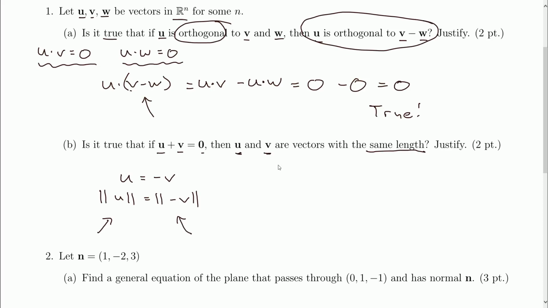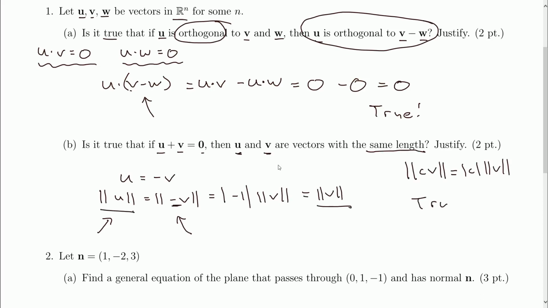But we had a result from class that said if you scalar multiply, then the scalar multiple can come out at the cost of an absolute value sign. Well, what have we got? We've got negative v. That's negative 1 times v. So at the cost of an absolute value sign, you get absolute value of negative 1 times the length of v. There's the length of v. And the absolute value of negative 1 is just 1. So the length of u is equal to the length of v. Hey, it's true.